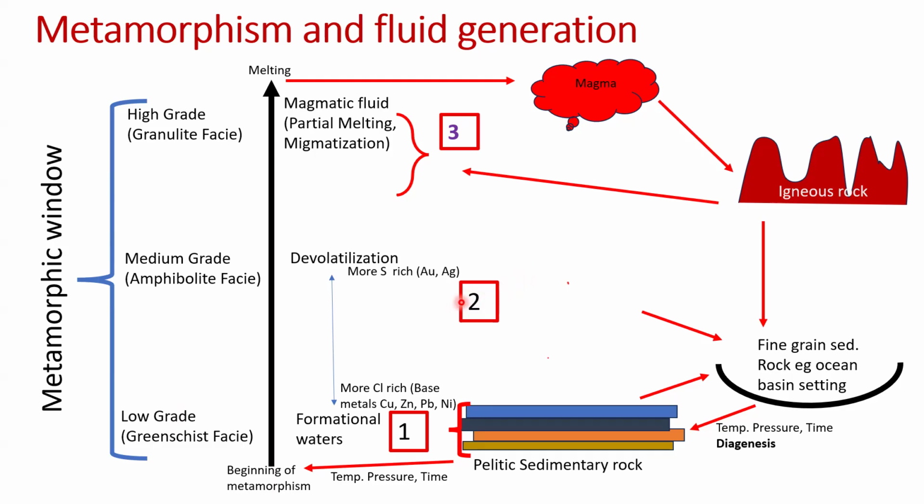As metamorphism continues, you step into the second stage, which is the amphibolite facies metamorphism. At the amphibolite facies, that is the medium grade metamorphism, you have what is called the volatilizations. With volatilizations, we are referring to removal of volatiles, okay? Removal of volatiles because we've been talking about sediments, pelitic type sedimentary rocks, onset of metamorphism, greenschist facies type, and the like.